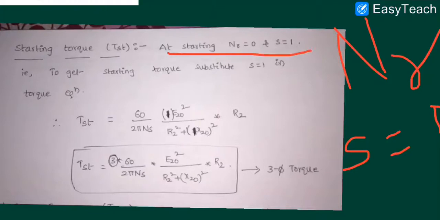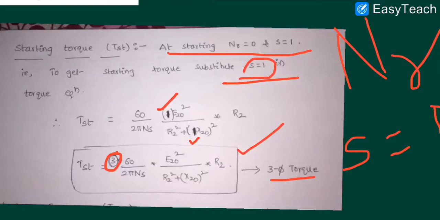So at the time of starting, NR is 0 and S equal to 1. To get the starting torque, substitute S is equal to 1 in the torque equation. So here we have S, that is replaced with 1, and here also S is replaced with 1. For the remaining expression, here I am using 3. It is very very important. All the expressions are multiplied with 3 because it is our 3-phase starting torque. So 3 into 60 means it is 180. 180 by 2 pi ns into E20 square by R2 square plus X20 square into R2. In the starting torque expression, the S is replaced with 1, so we don't have any S here.